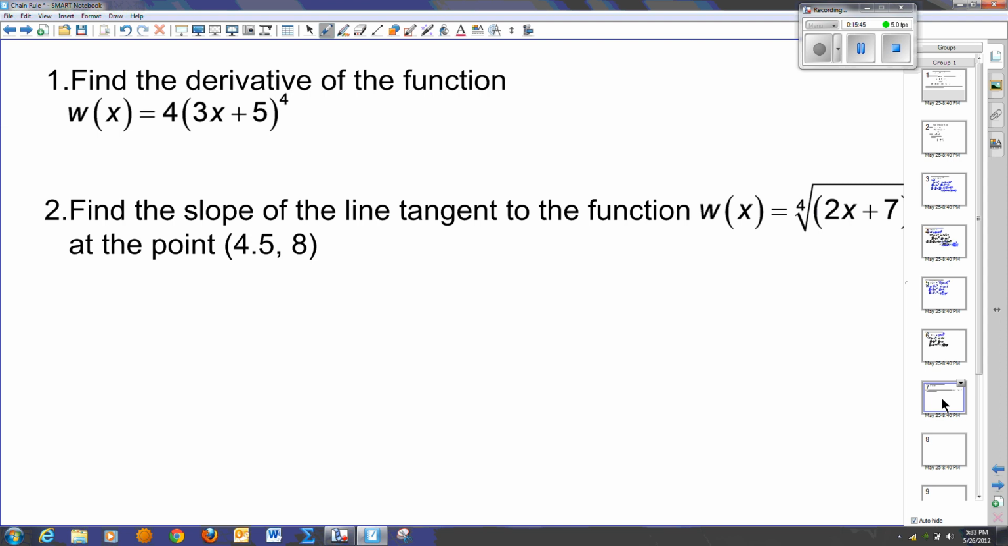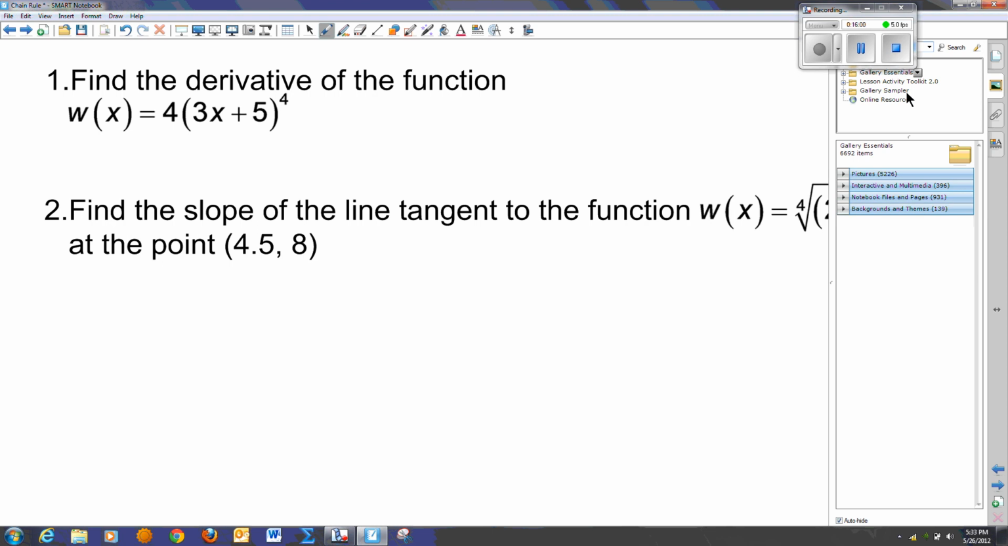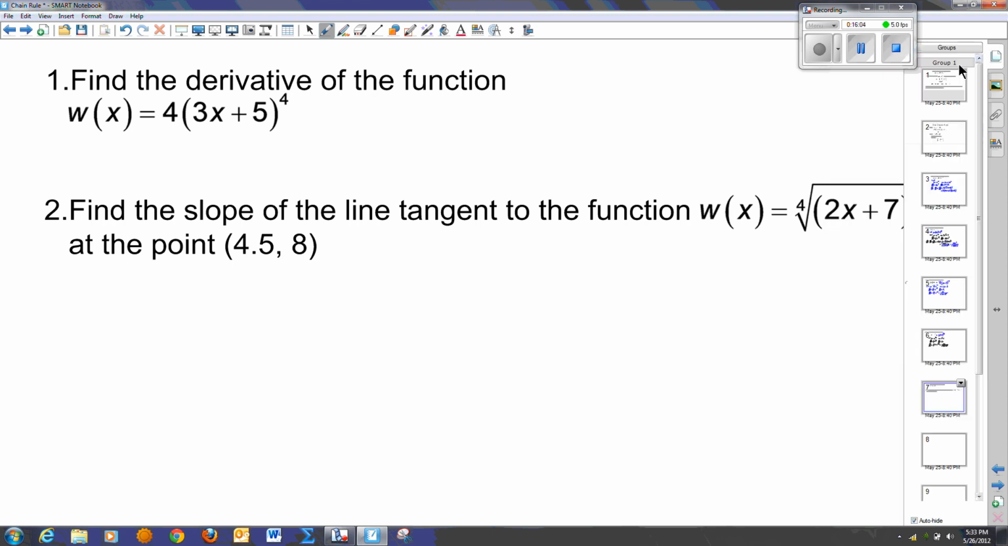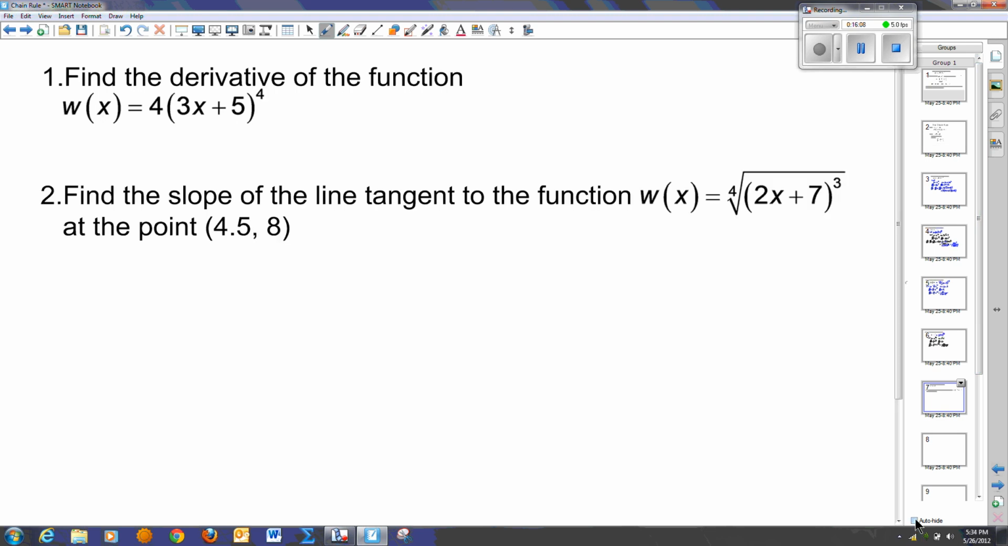So that's it. I'd like you to do these two problems. They're very similar to the ones we did earlier today. And if you'll notice, whoops, sorry, I got to get this other problem up for you. Here we go.